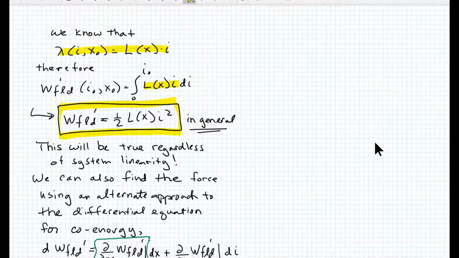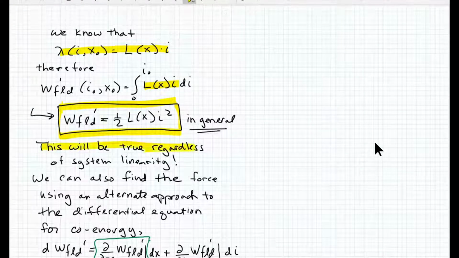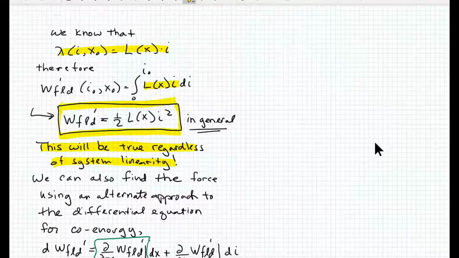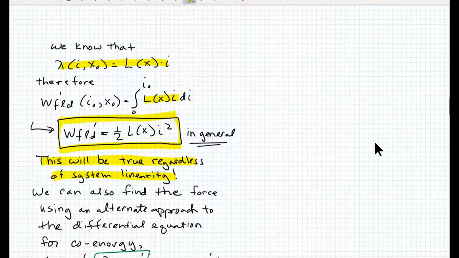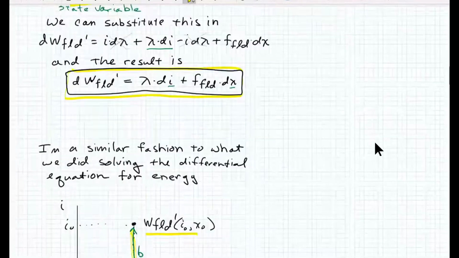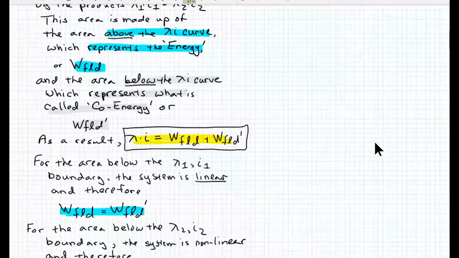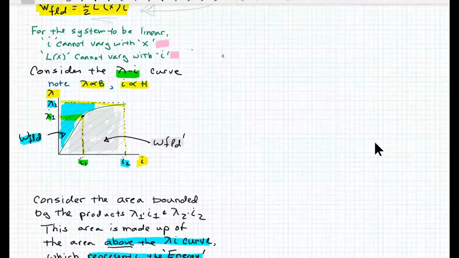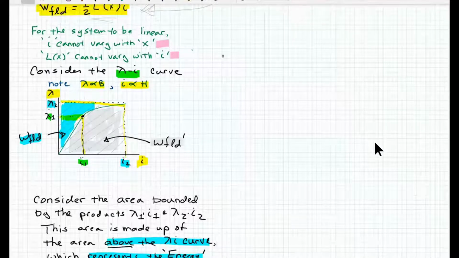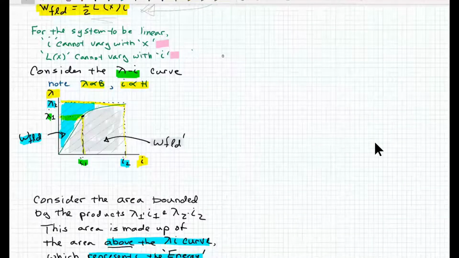This is general. This is the point I want to make very clear, that you will be able to use this term regardless of linearity. It works if the system's nonlinear or linear. Basically, one way to think of it is, if you were doing integration, and integration is the area under a curve, would you rather work under the curve or above the curve? It's a heck of a lot easier to integrate by finding an area under the curve, I would think.